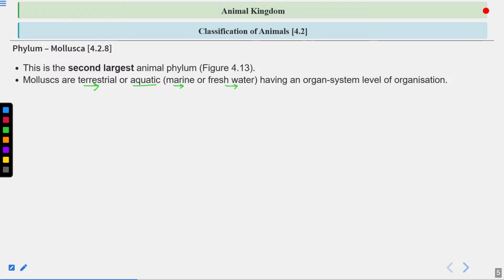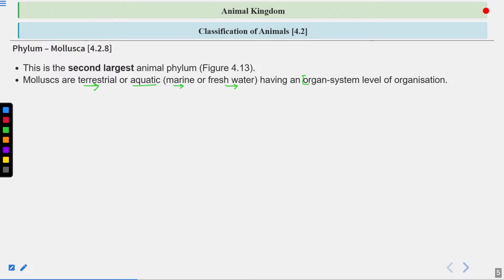They have an organ system level of organization, meaning they have different organ systems like the digestive system and circulatory system. The circulatory system consists of the heart and the blood vessels, and is involved in the circulation of blood. Blood is very important. It carries all the nutrients and oxygen, and it also carries the waste products.